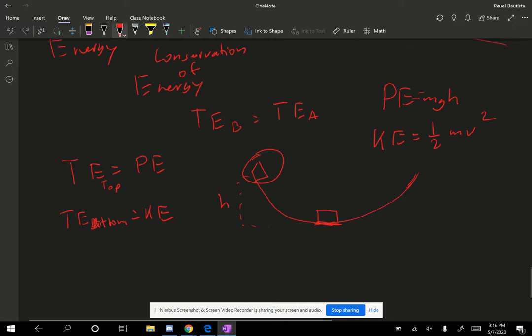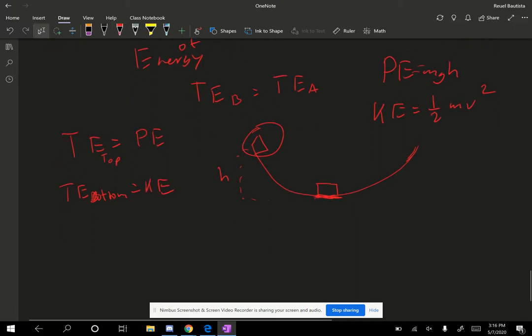Another important thing: what if this object is right here? It still has a height. It might not be a big height, but it has a height. Let's name this h2. Now it has a height, and we know it's moving. So not only does it have potential energy, but it also has kinetic energy. So let's say TE middle, M. It's going to be a mixture of potential plus kinetic energy. That's the basics of it.